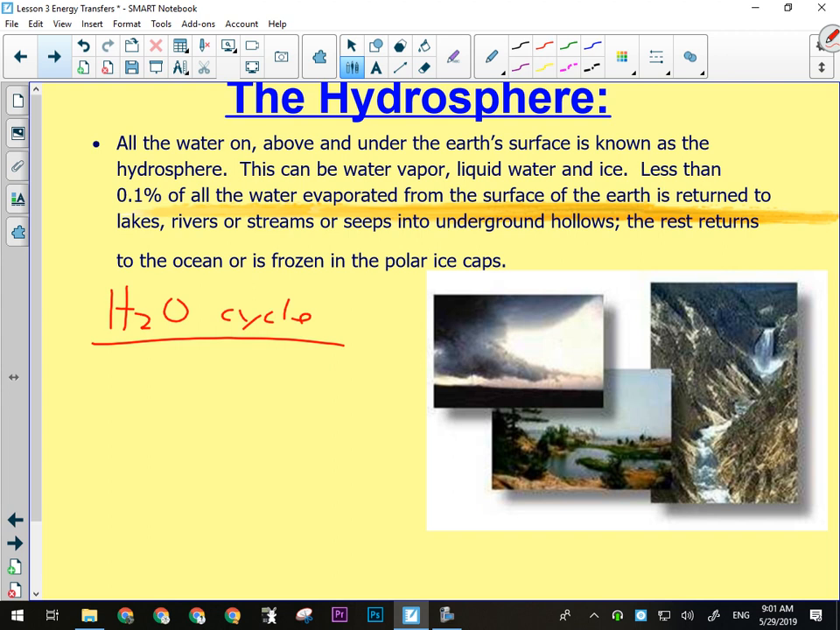Less than 0.1% of all the water evaporated from the surface of the Earth is returned to that particular spot, lakes, rivers, or streams, or seeps into underground hollows. Most of it ends up in the ocean, right? And that's because of what process?